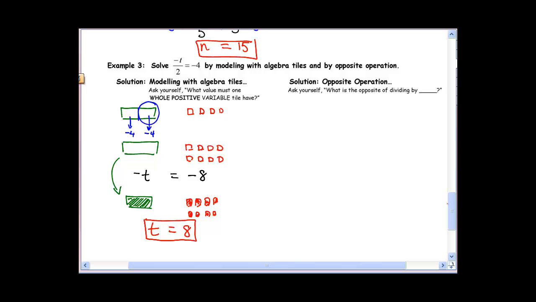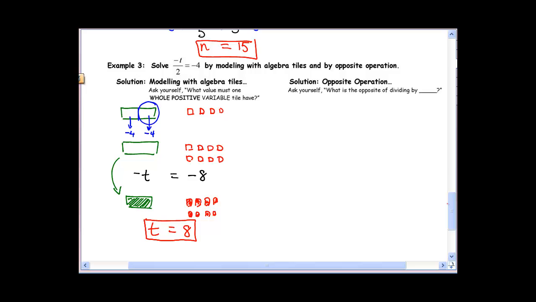We'll do opposite operation. And by the way, I do want you to get used to the opposite operation method. Although I am teaching you both the picture drawing with modeling with algebra tiles and the opposite operation, when you move on to higher grades in math, I hope that you're not going to be continuing to draw pictures because it takes too long. So please get used to the opposite operation method, but right now, if the pictures help you, use that to help you learn.